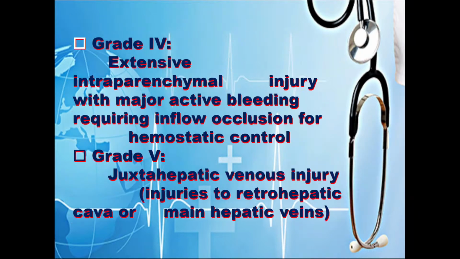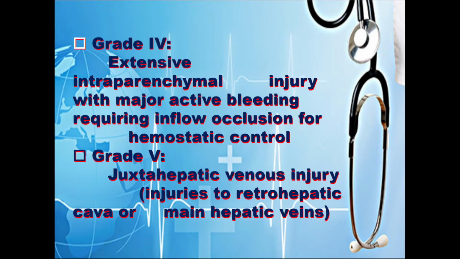We need to remember that it will take 20 minutes before the liver dies. So we have only 20 minutes after using the Pringle maneuver. Okay, grade 4 of liver damage is extensive intraparenchymal injury with major active bleeding requiring inflow occlusion for hemostatic control, so the Pringle maneuver. Grade 5, juxtahepatic venous injury, injuries to the retrohepatic cava or main hepatic veins.